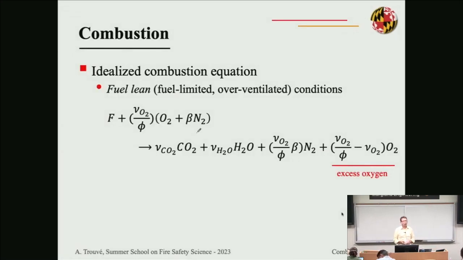And you can rewrite your global combustion equation to represent this, and this is an extended combustion equation that applies to the phi smaller than 1 regime, where you can see on the right-hand side the presence of excess oxygen.